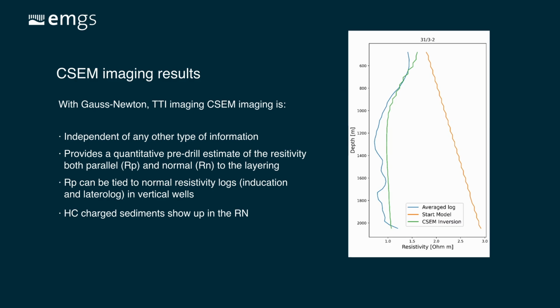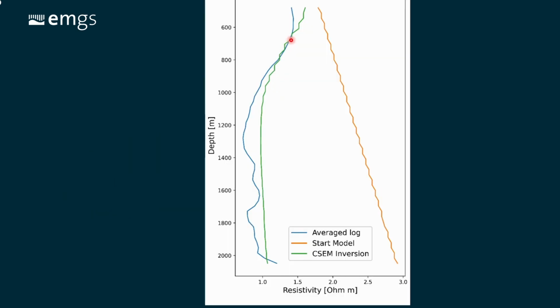This inversion is independent of any other type of information, so it can be done independently, and the type of results that it's providing these days are the ones that you can see on the right, which is a blind test where we're trying to predict with CSEM the resistivity of a well log. The orange line is the first guess at the resistivity, that's the start model. The green line is the CSEM inversion result, so that's the resistivity the inversion is guessing, and the blue line is the average well log.